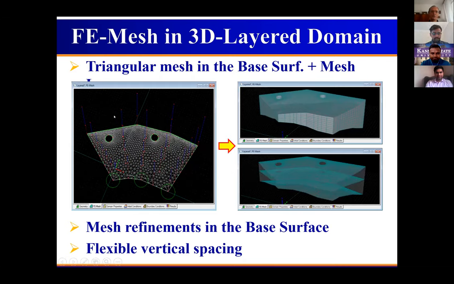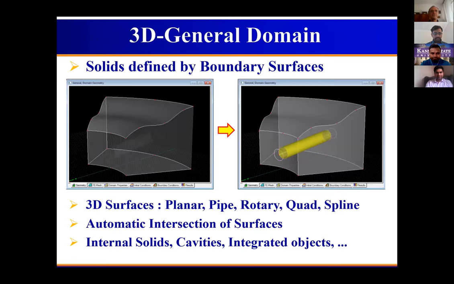So we discretize this 2D domain. And then the same mesh is used at every layer, although there is quite a lot of flexibility in terms of vertical spacing. So it's rather general. It's certainly way more general than, I don't know, MODFLOW, right? You mentioned MODFLOW. And finally, we have the 3D general domains. And in that case, there is really no limit on how complex the geometry can be. And we define the geometries using 3D surfaces, which can be planar, rotary, pipe, quads, blinds, etc. And you can see here some example of that.